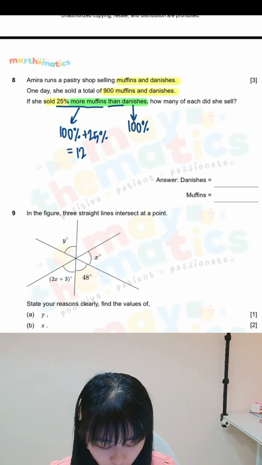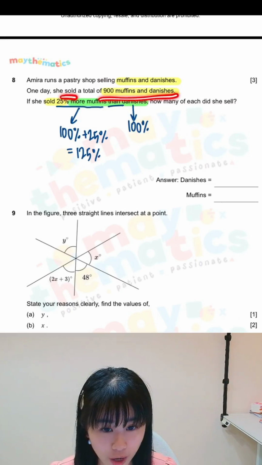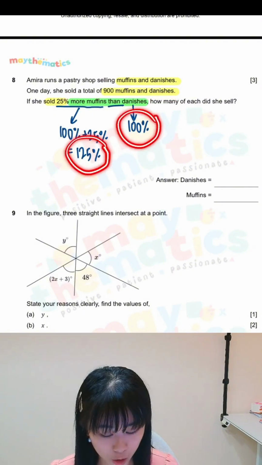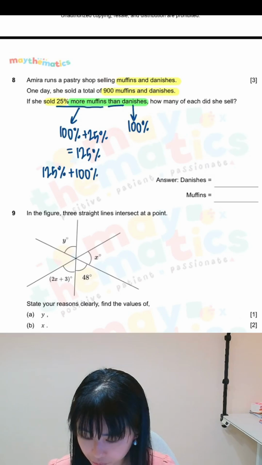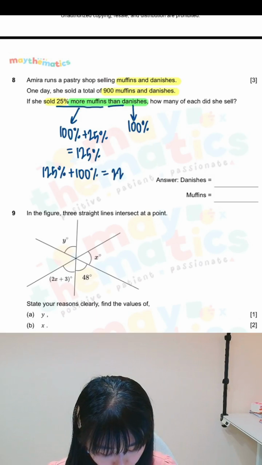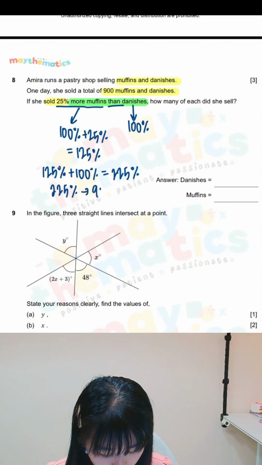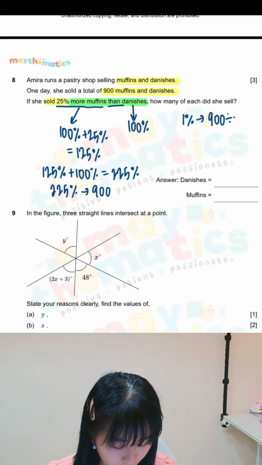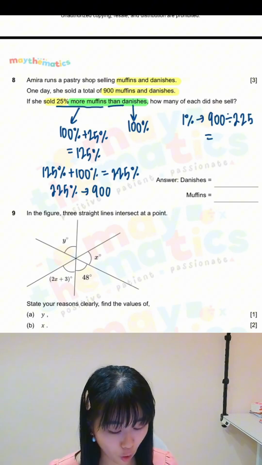Your muffin is 125%. In other words, when she sold 900 muffins and garnishes, 125% is muffins, 100% is the garnishes that she sold. 125% plus 100%, you will get 225%. Alright? In other words, 225% is your value of 900. So to find 1%, you will take 900 divided by 225. 900 divided by 225, you get a value of 4.